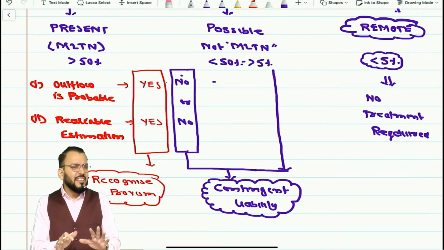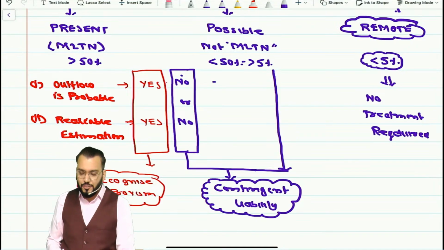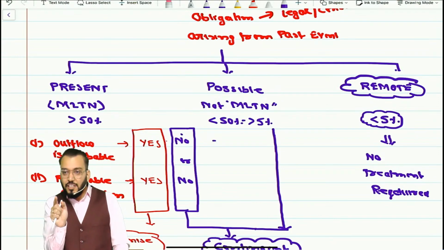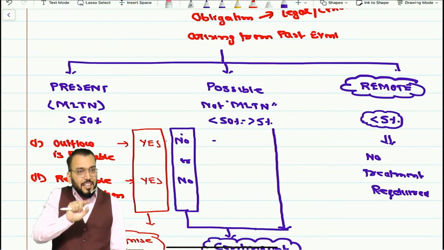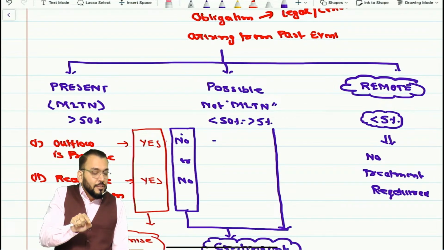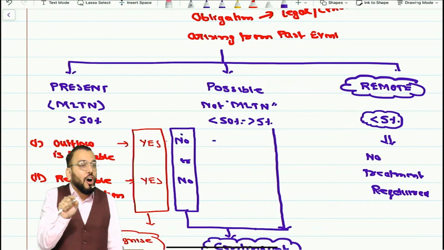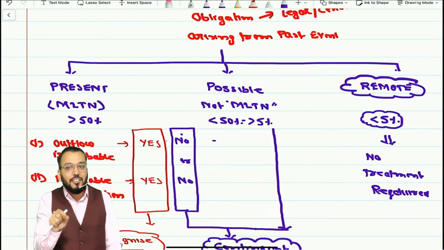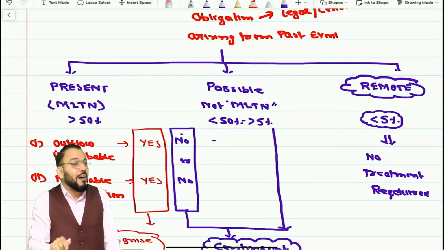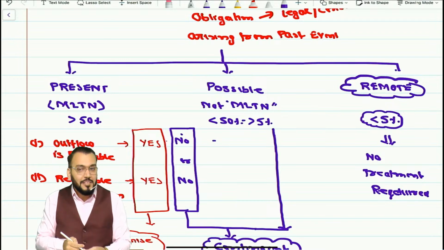Means can we derive a definition of contingent liability from this discussion? Let us derive the definition. Can I say contingent liabilities are present obligations arising from a past event, which are not recognized because either outflow of resources is not probable or reliable estimation cannot be made, or it is a possible obligation arising from a past event.